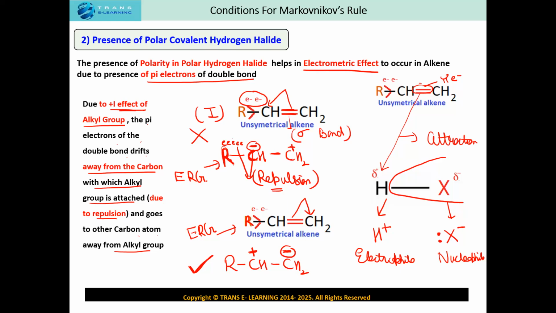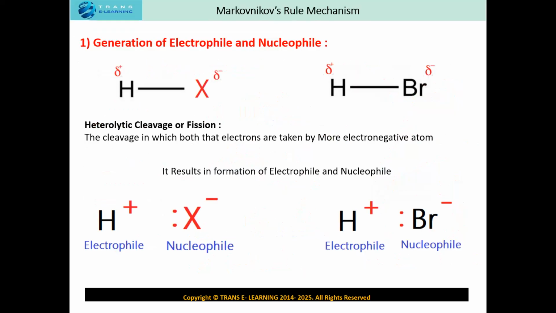And in this, we have to consider the inductive effect also due to the alkyl groups. As the alkyl groups are electron releasing groups, they will have a plus I effect and they are going to release the electrons. Due to the repulsion, you can see here that the carbon atom attached to the alkyl group cannot have the negative charge. The other carbon atom will have the negative charge, right? We are done with all the parameters, all the conditions necessary for the Markovnikov rule.